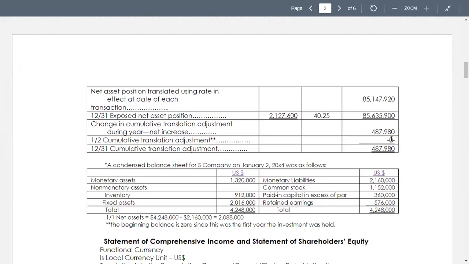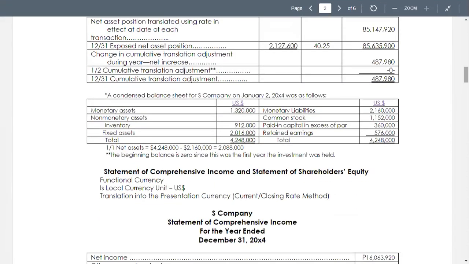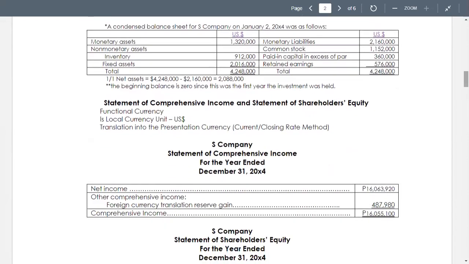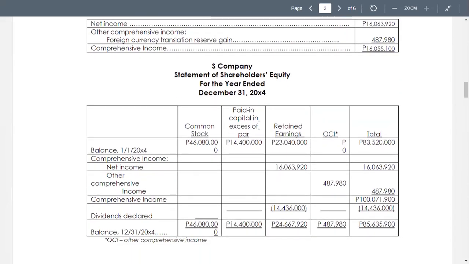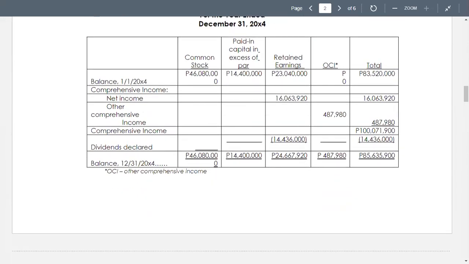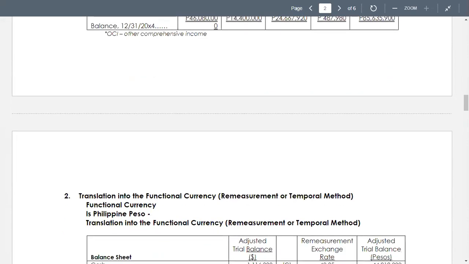Now, a condensed balance sheet for S company as of January 2, 2024 was as follows. So we have your monetary assets and the non-monetary assets, as well as the monetary liabilities and non-monetary liabilities. We have the statement of comprehensive income given here. We have a lot of figures to be studied, though what is most important is the one above.